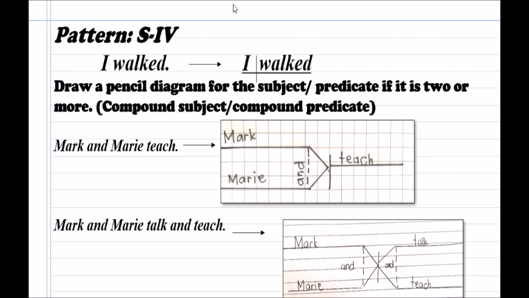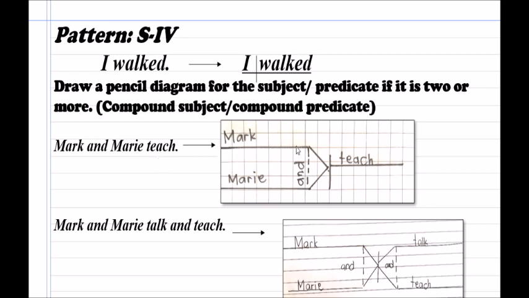Now, what if there are two or more subjects or predicates, or the compound subject or compound predicate? You have to draw a pencil diagram for the subject or predicate if it is two or more. For example, Mark and Marie teach. Mark and Marie is the subject which is compound, and teach is the predicate.